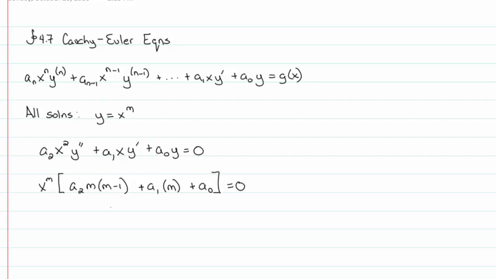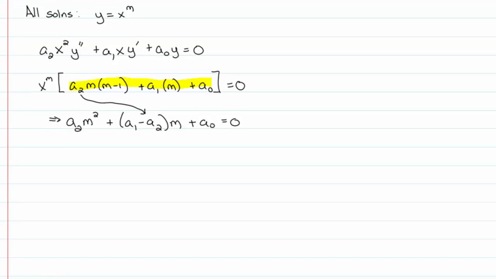If you look at this, you could argue that x equals 0 is a solution, but x is not always going to equal 0, so we cannot claim that x equals 0 is always going to be a solution. The only way we always have a solution is if the stuff I've highlighted is always 0, and the only way we get that is if a sub 2 m squared plus, when you distribute through, a sub 1 minus a sub 2 times m, because you distribute that a sub 2 m through and you get a negative a sub 2 m. That's where that comes from. Plus a naught is equal to 0.